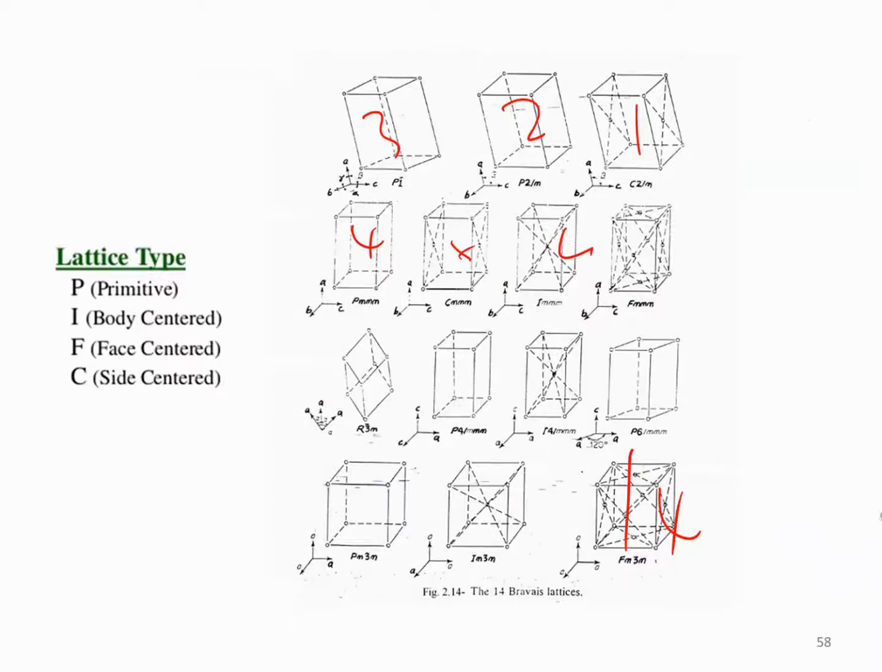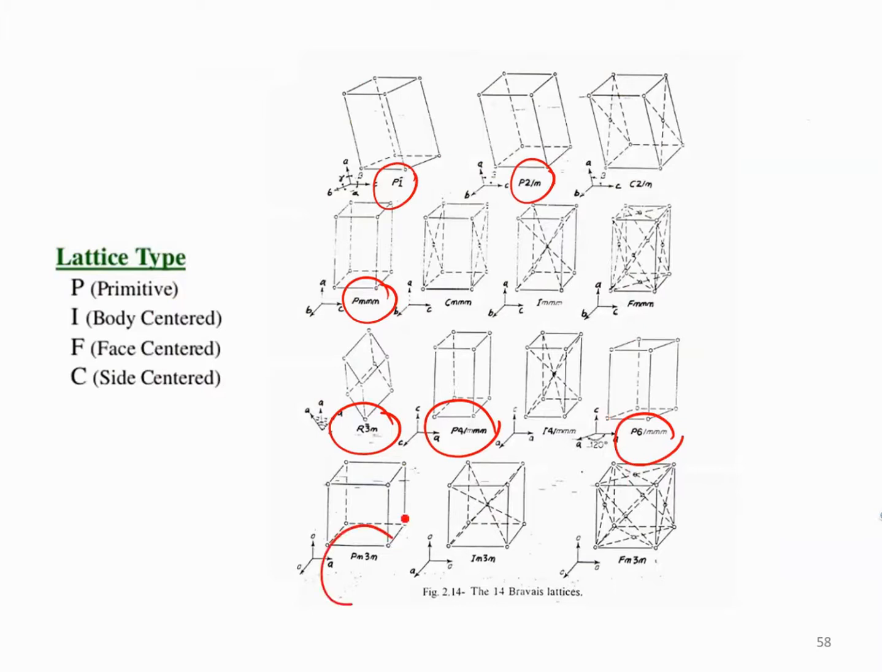And out of this Bravais lattice, 7 are primitive and the other 7 are non-primitive. Okay, so the primitive one is very simple. You can see it's coded with P, P, P, R, P, P, P. So 1, 2, 3, 4, 5, 6, 7. 7 primitive. And the non-primitive, some are body-centered. 1, 2, 3, 3 body-centered.